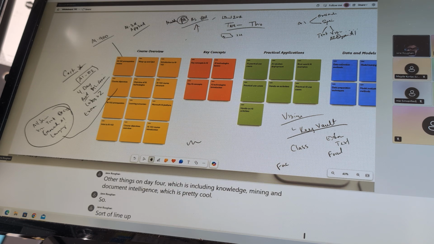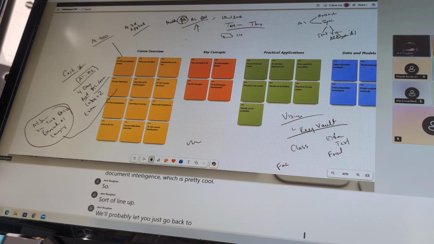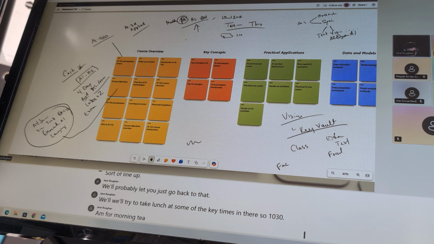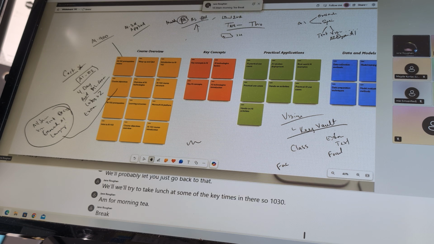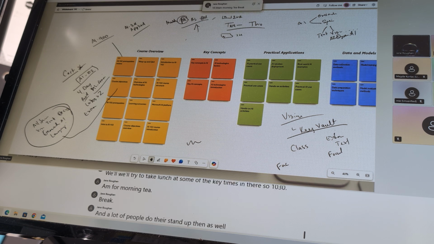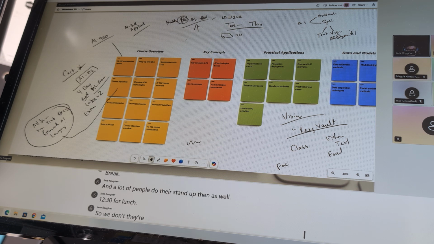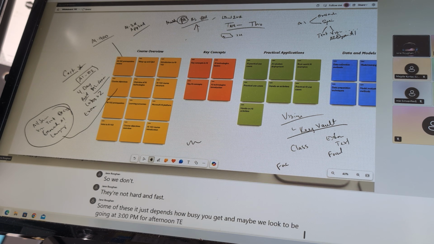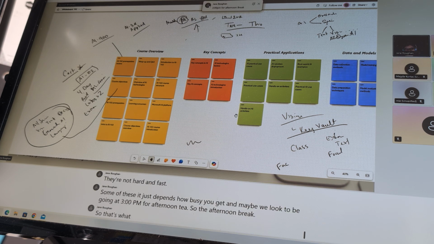We'll try to take, let me just go back to that, put some of the key times in there. So 10:30 a.m. for morning tea break, and a lot of people do their stand up then as well. 12:30 for lunch. They're not hard and fast, some of these, it just depends how busy we get. And maybe we look to be going at 3 p.m. for afternoon tea, so the afternoon break. So that's what the schedule is for today.